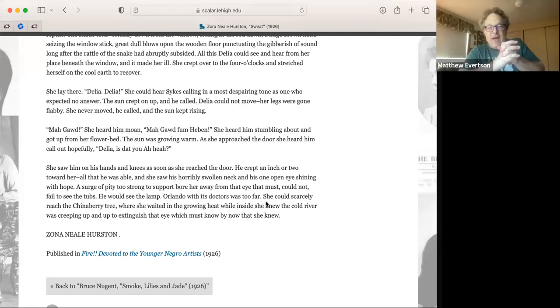He would see the lamp. Orlando with its doctors was too far. She could scarcely reach the chinaberry tree where she waited in the growing heat, while inside she knew the cold river was creeping up and up to extinguish that eye, which must know by now that she knew.